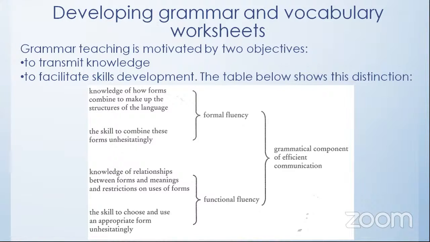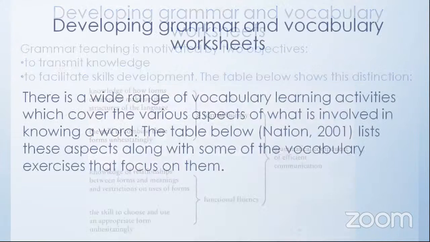For example, formal fluency consists of knowledge of how forms combine to make up the structures of the language, and formal fluency also includes the skill to combine these forms accurately and properly. Functional fluency includes knowledge of relationships between forms and meanings, and restrictions on uses of forms. Functional fluency also includes the skills to choose and use an appropriate form.